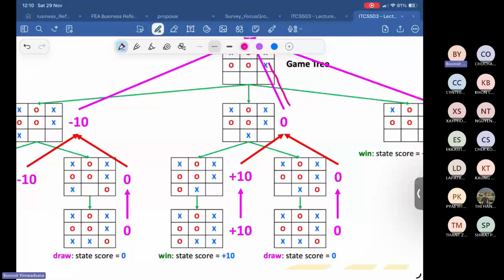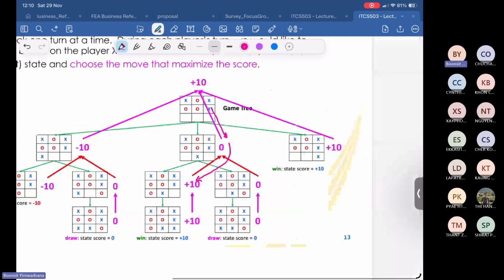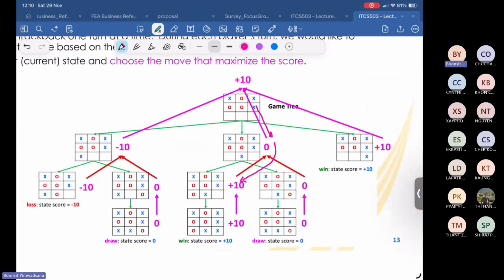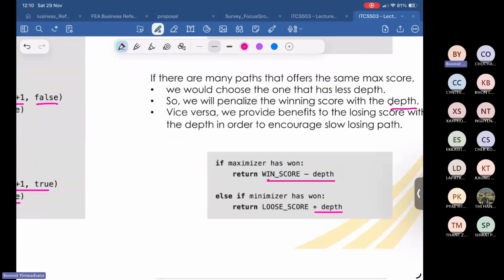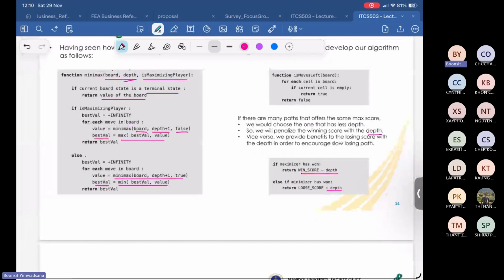Even though I don't win, there might be a chance that I will win if Bob plays his position at my advantage, so I can still win. But I would still choose the right position because it allows me to win faster. So this is how I use the depth to affect my winning score or losing score.